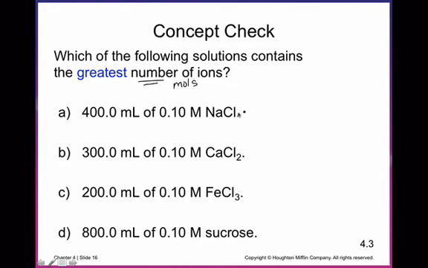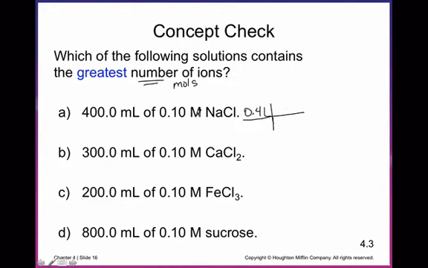So to do that, I'm going to take the liters and multiply it by the molarity, because that is going to give me moles of NaCl. And then I can multiply the moles of NaCl by the number of ions that will be produced. So if I take 0.4, which I just converted into liters, 0.4 liters, and I set up a quick little table. You could also do this using the molarity formula. You don't have to do a table like this.